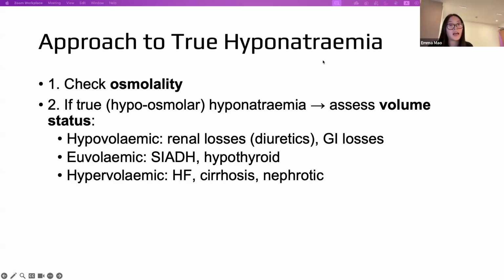So the next step is to look at the volume status. If they're hypovolemic, it's often due to renal losses from diuretics, for example, or GI losses. So there's fluid loss associated with the sodium loss. If they're euvolemic, it can be SIADH, syndrome of inappropriate ADH secretion, and then hypothyroidism. And then hypervolemic, if they look like they have edema or ascites, then heart failure, cirrhosis and nephrotic syndrome, which is when they lose all their proteins in their wee. That can lead to water being in the wrong place.